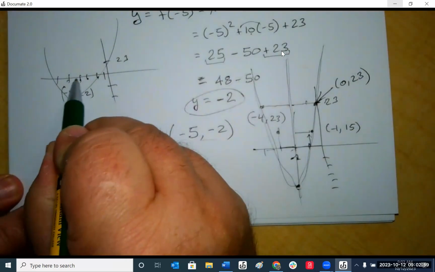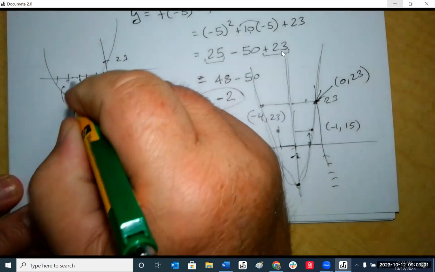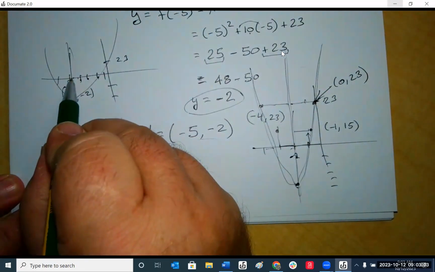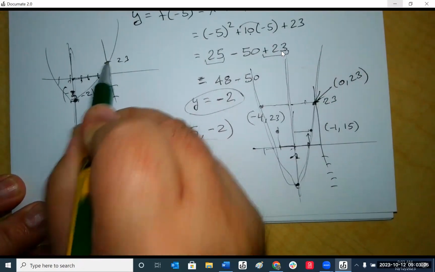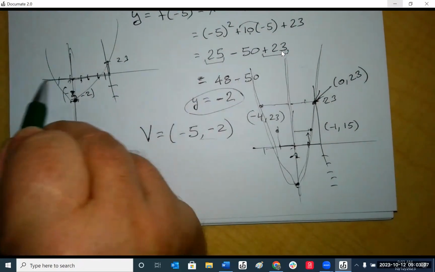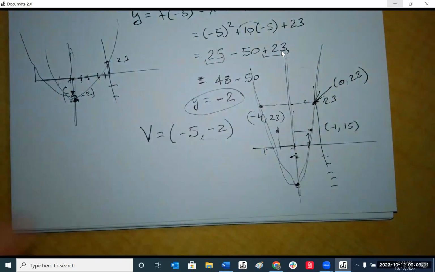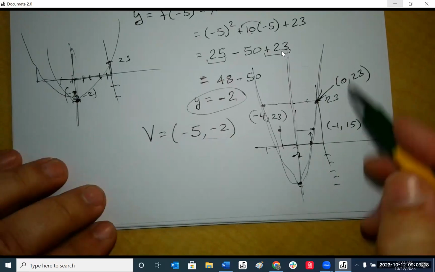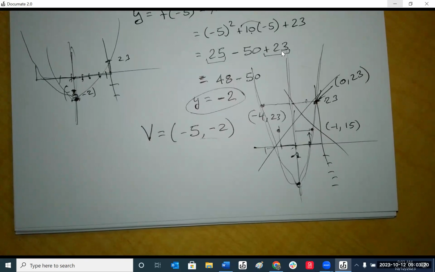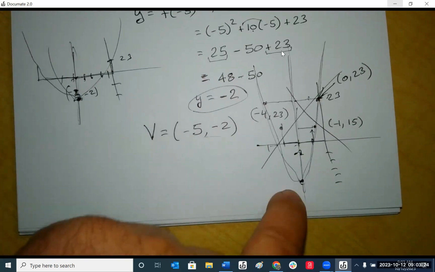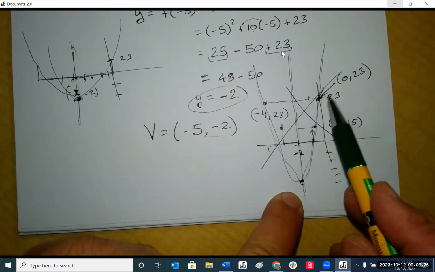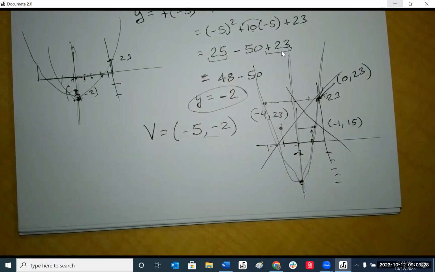So if I go 5 spaces this way from this line here, and up 23, I can go 5 spaces this way and up 23, and I have the other half of my graph. So that's how we find the point. We know where the vertex is, we know where the y-intercept is, so we can find its mirror image.